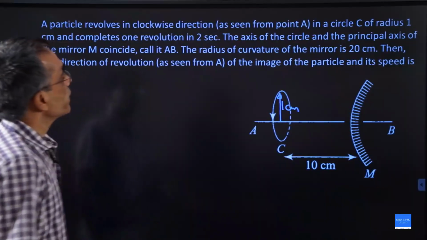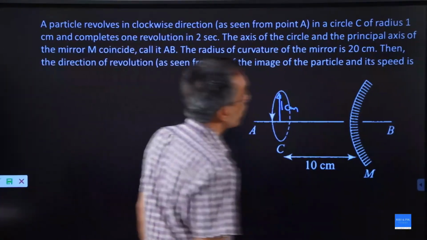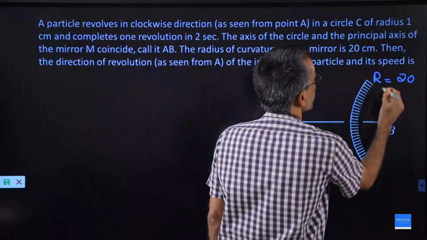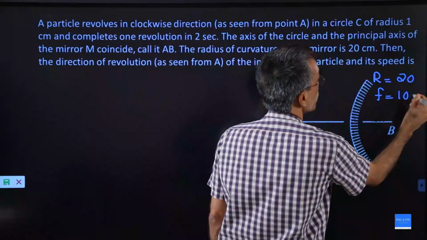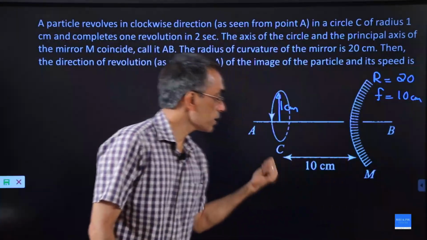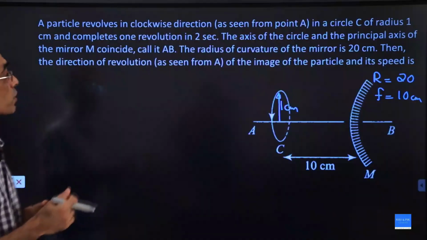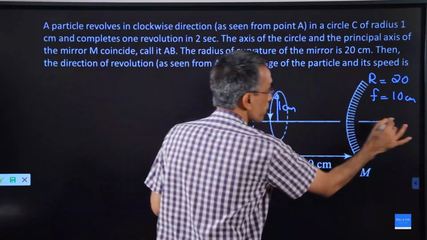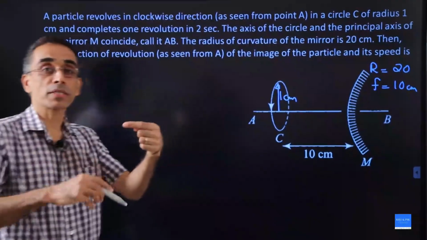The radius of curvature of the mirror is given as 20, so naturally the focal length must be equal to 10 centimeter, and the particle is moving at a distance of 10 centimeter. Okay. And AB, the axis of the circular motion, is the principal axis. So it's moving around the principal axis.